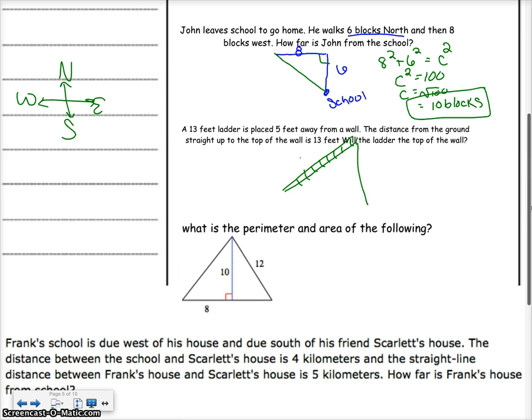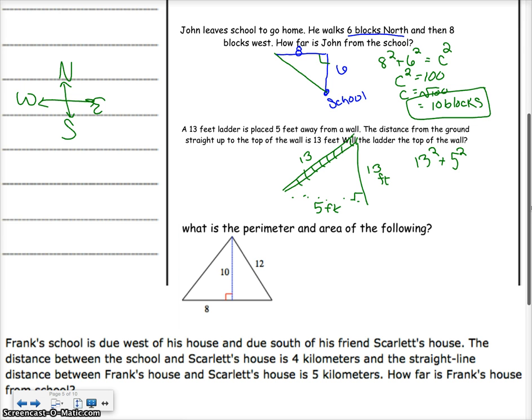So I know that the ladder is 13 feet. I also know that it is 5 feet away from the wall. Can you see the right angle? Yes or no? Yes. That's always what your eyes are going for. Can you see the right angle? The distance from the ground straight to the top of the wall is 13 feet. Will the ladder reach the top of the wall? I mean, obviously, right? Here you don't have to do much math, but you use Pythagorean's theorem because you have the right angle. So it would be 13 squared plus 5 squared, and it's not equals for this one.